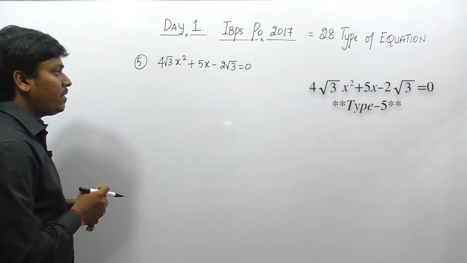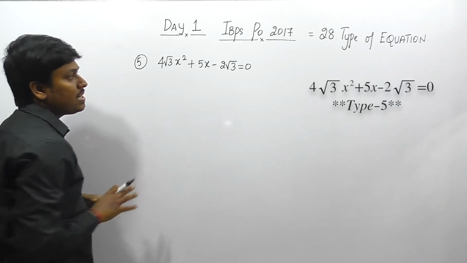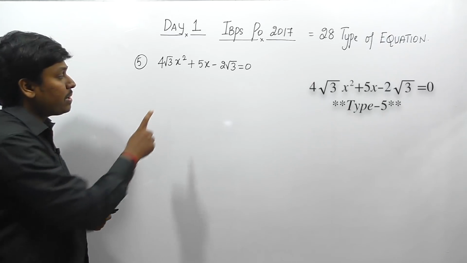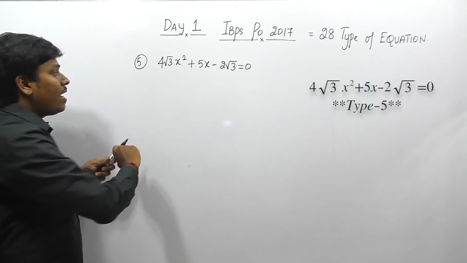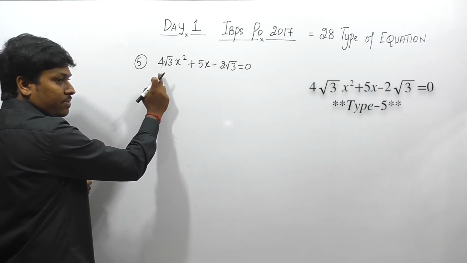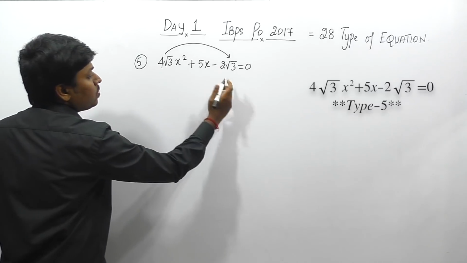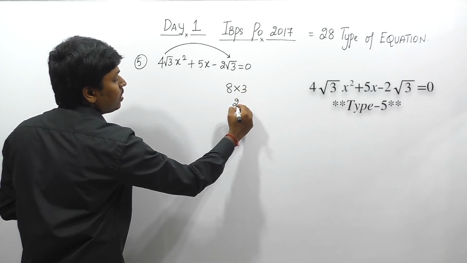Type number 5 equation. 4 root 3 x square plus 5x minus 2 root 3 is equal to 0. And this equation looks like a proper quadratic equation. Why? Because x square, x and a constant. So it is a quadratic equation, and before x square we have a constant 4 root 3. So first of all you need to multiply this. 4 into 2 will be 8, root 3 into root 3 will be 3. So finally we got 24.